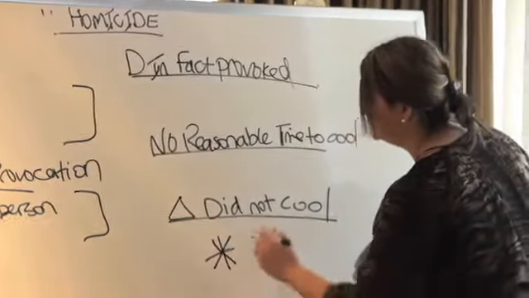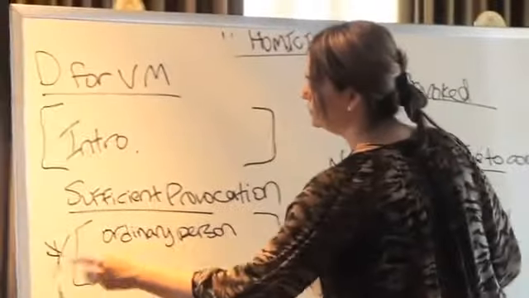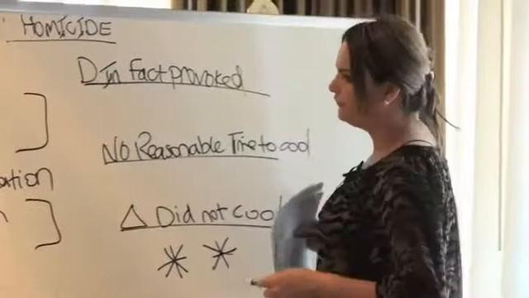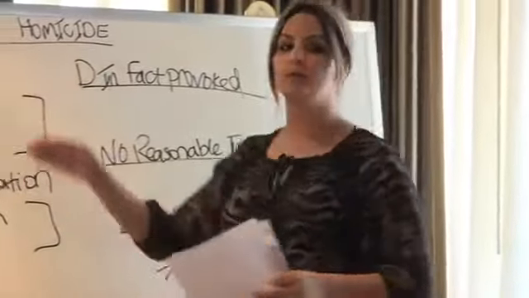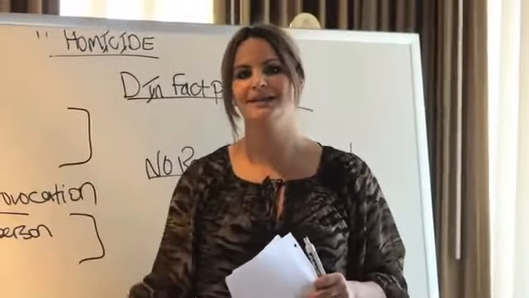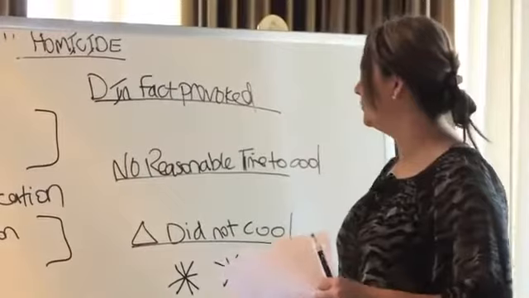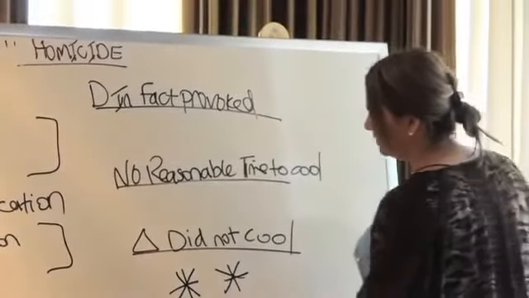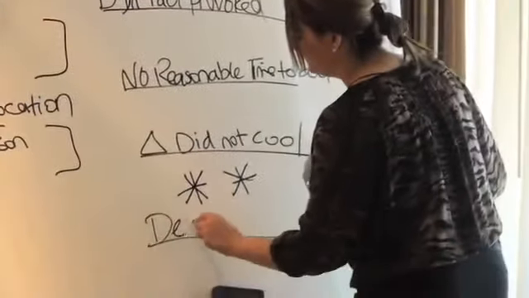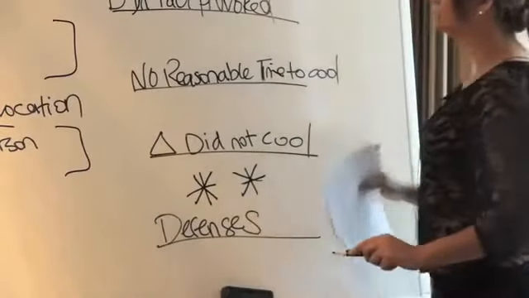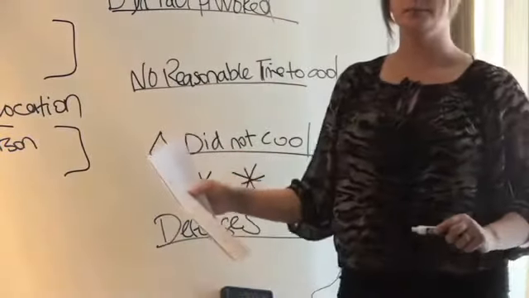So I would say defendant did not cool and sufficient provocation are the two most important elements here. But again, you must satisfy all of them for voluntary manslaughter. And remember that voluntary manslaughter is what will negate intent to kill malice for second-degree common law murder. And then last, we always consider any applicable defenses. So it's a pretty straightforward approach for voluntary manslaughter.